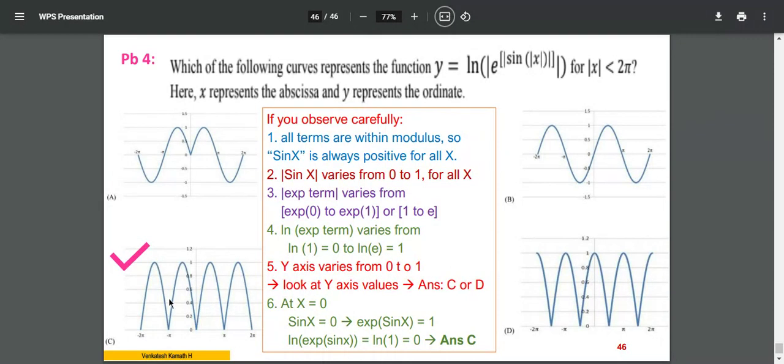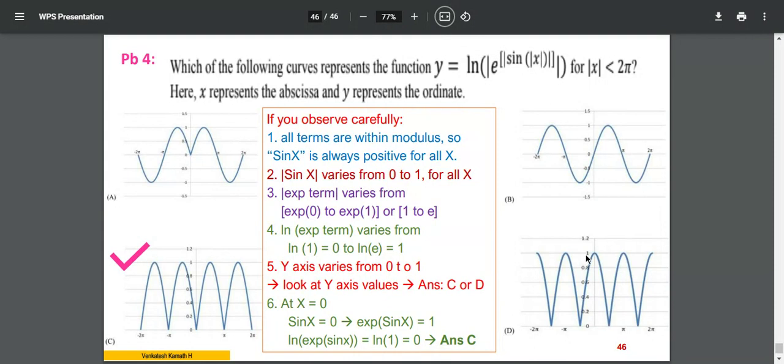If I observe it carefully, the movement, how it is moving, is one and the same. You can see here it is moving one and the same. The sequence, how it is moving, is the same. The y-axis maximum value and minimum value are 0 to 1. In the case of D also, it is 0 to 1. It is the same. There is no difference at all.